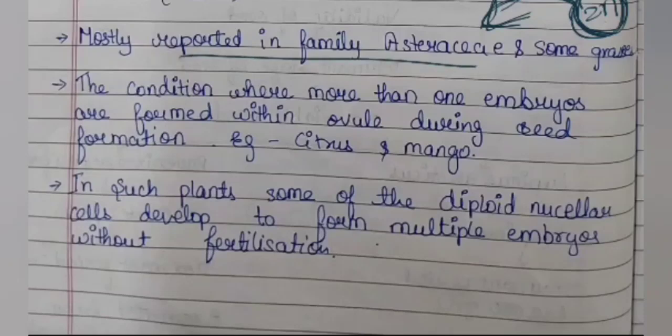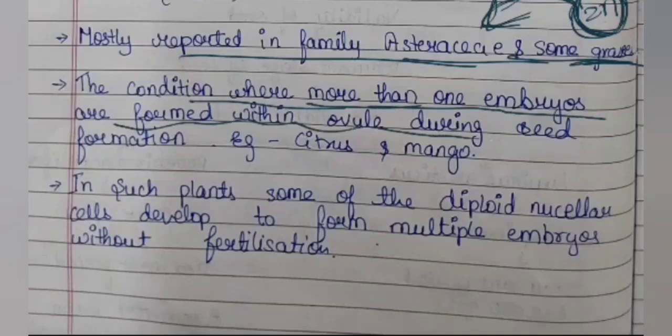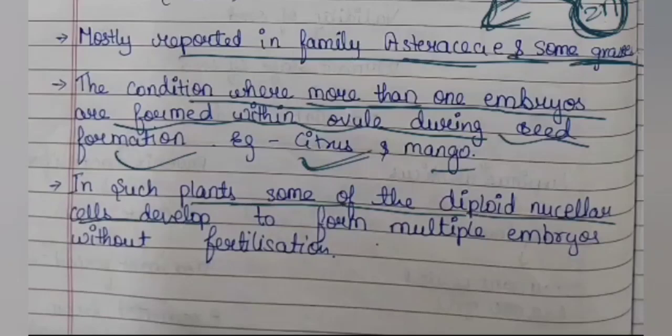Now mostly it is reported in the family of Asteraceae and in some grasses. Polyembryony is the condition where more than one embryos are formed within ovule during seed formation, for example citrus and mango. Now in such plants, some of the diploid nucleus cells develop to form multiple embryos without fertilization.